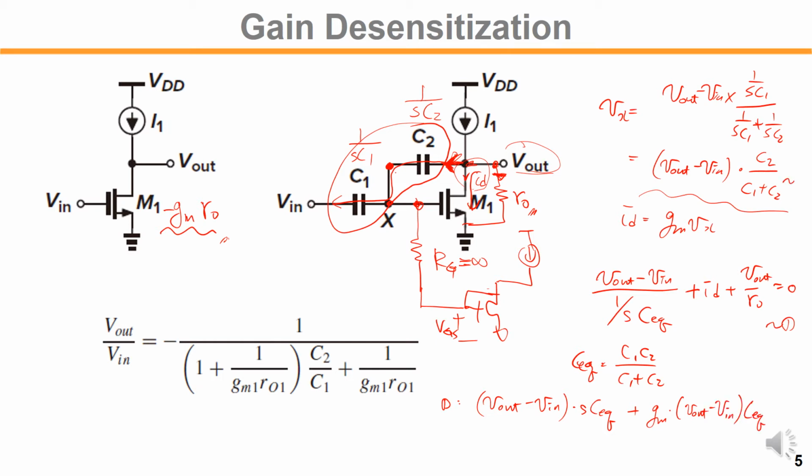This is equation 1 and this is equation 2, and finally plus V out over RO equal to 0, right? So this equation now, everything is in terms of V out and V in. So you can summarize, rewrite the equation, then you will get this equation, right?